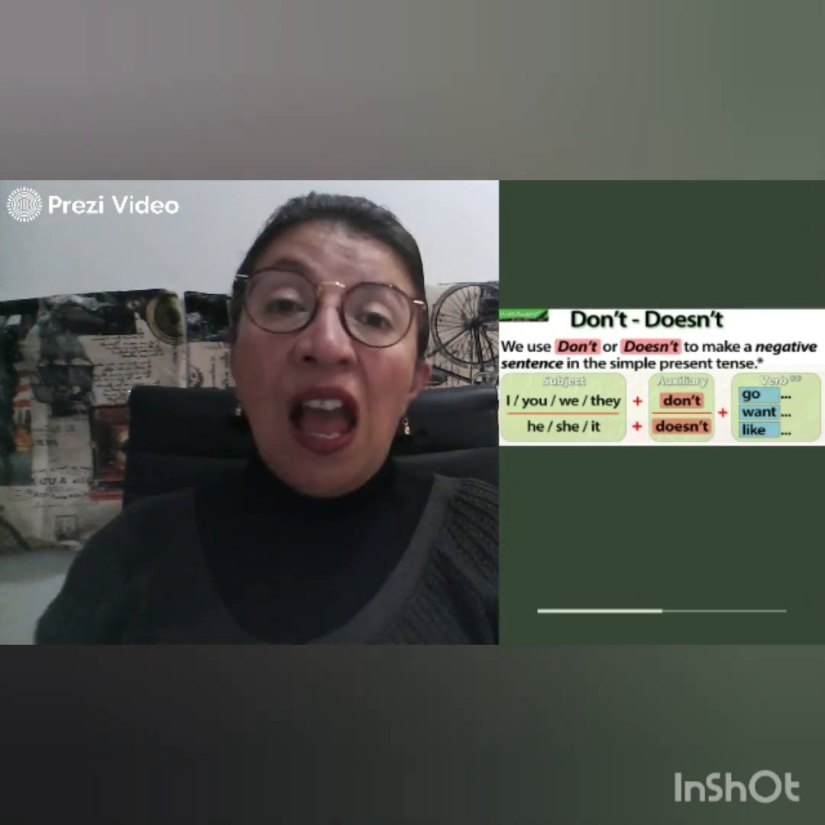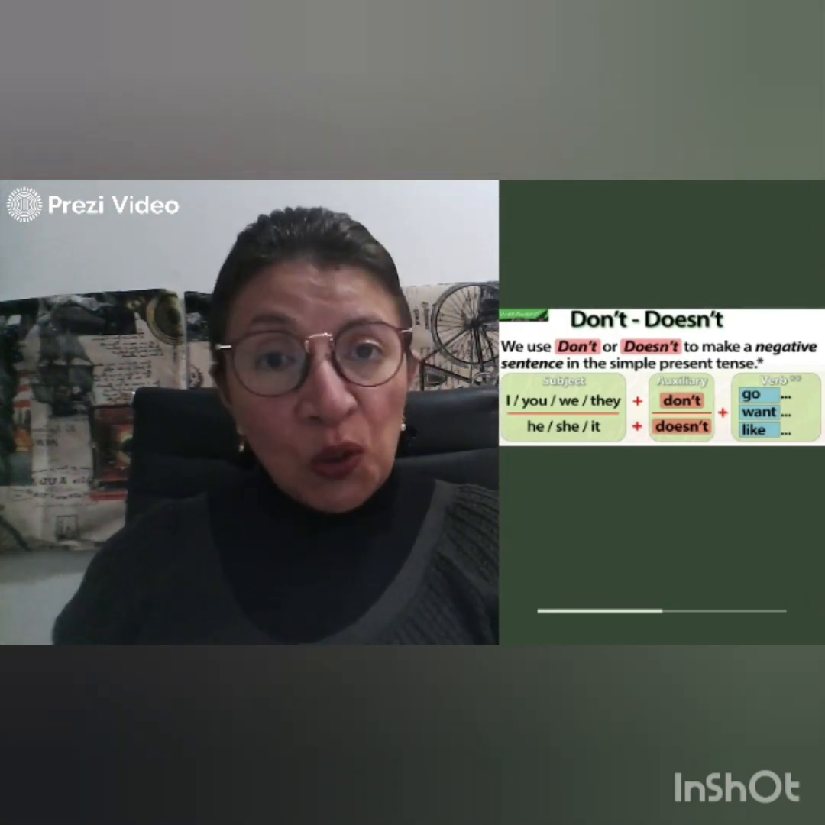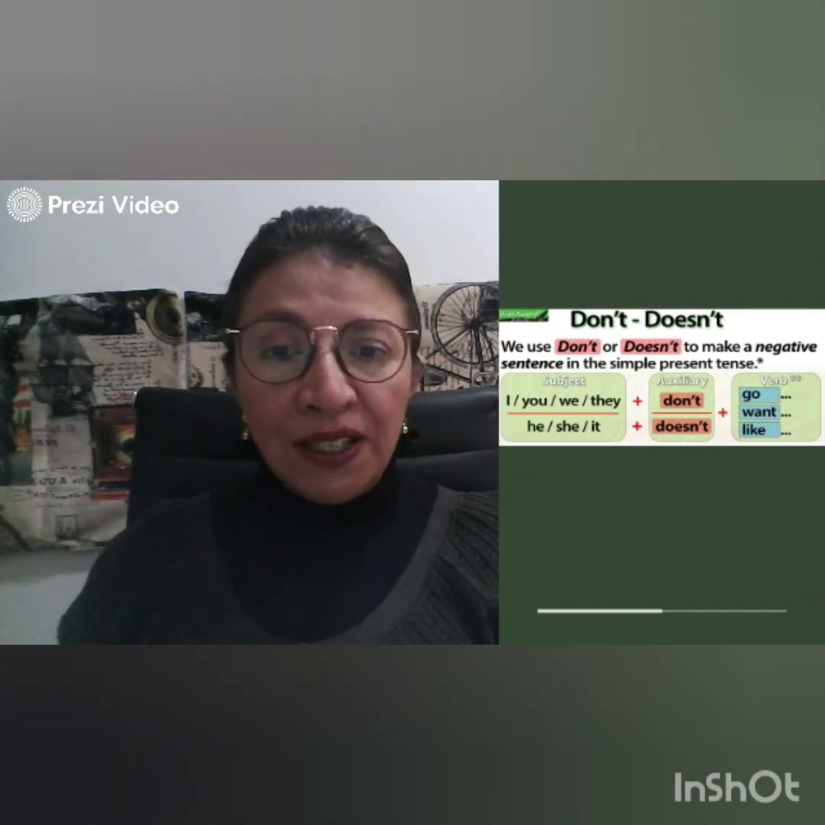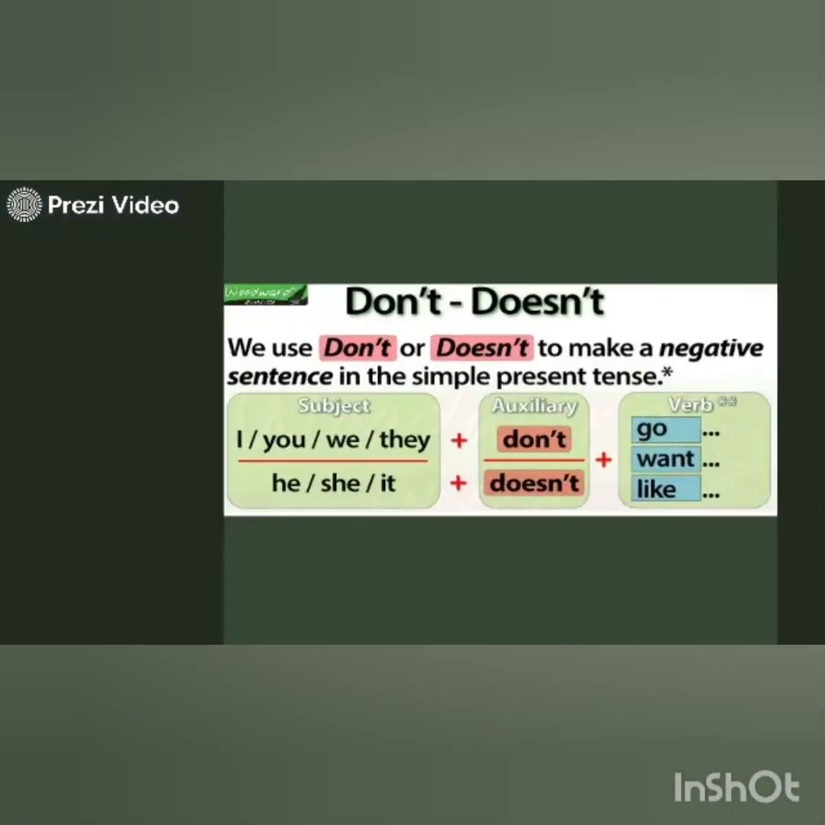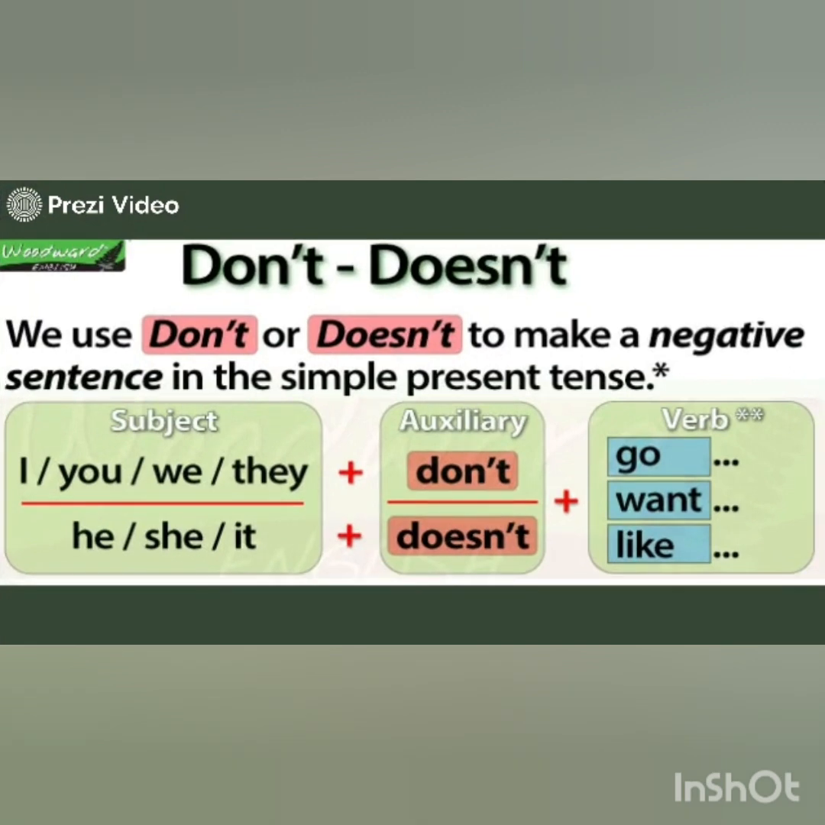Okay, we see how Kevin and Ashley use the negative form of the present simple. Let's see. We use don't or doesn't to make a negative sentence in the simple present tense. But there is something very important, and that is the subjects. We use I, you, we, and they with don't, and the verb in the base form. Let's see some examples.